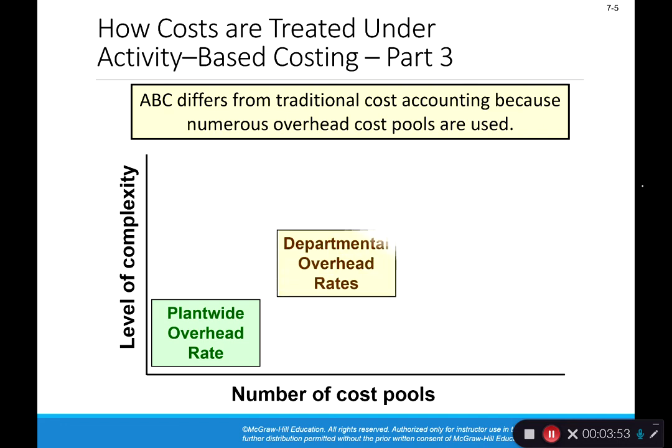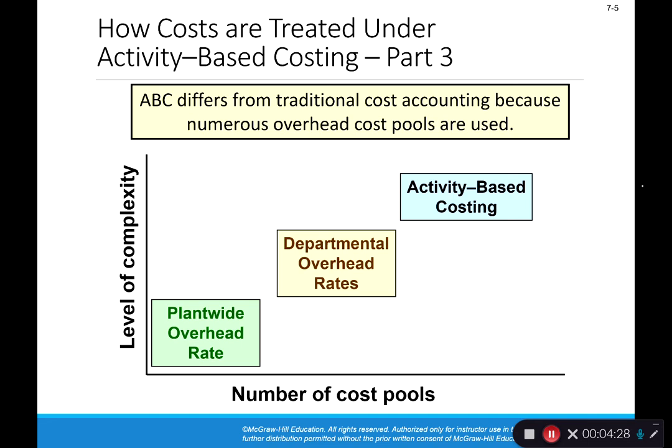So another visual on how ABC differs from traditional costing. With traditional costing, a lot of times a company uses a plant-wide overhead rate. That's that one-size-fits-all approach we discussed in Chapter 2 and 3. And we can also modify traditional costing to get a little more accurate by using departmental overhead rates. So we have one-size-fits-all, but in each department. So that makes it slightly more accurate and a little more complex. ABC costing has the most number of cost pools, which increases its overall complexity.